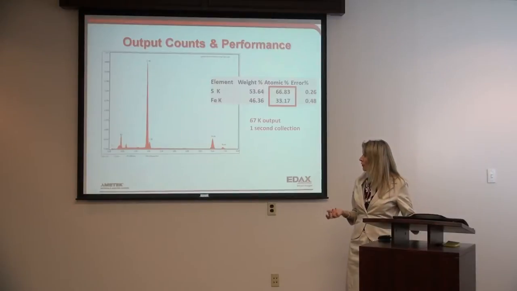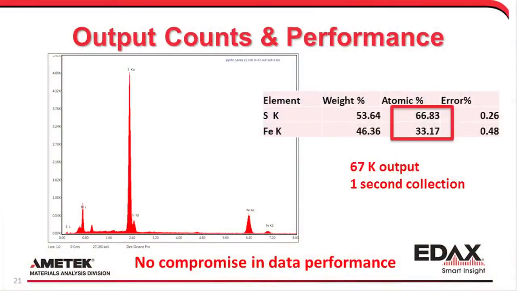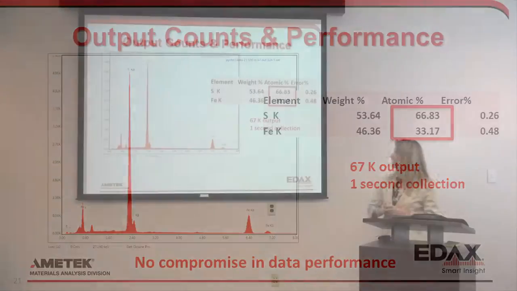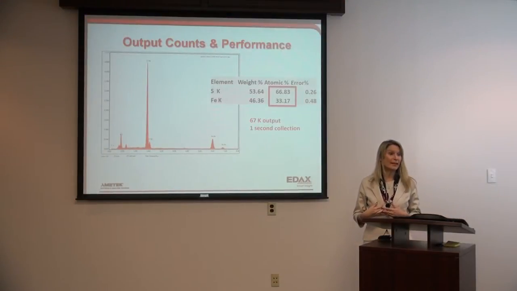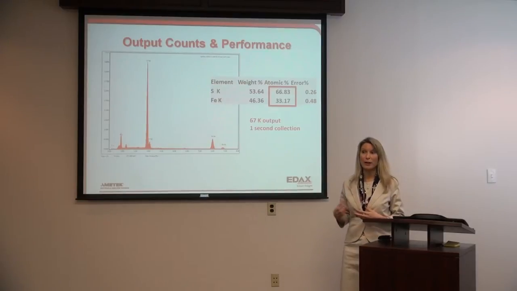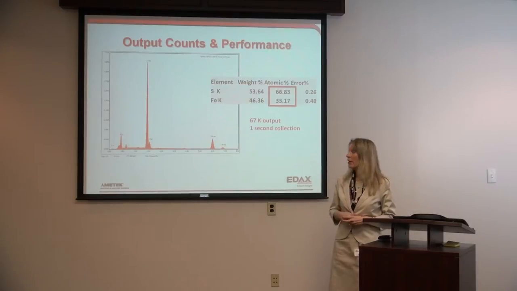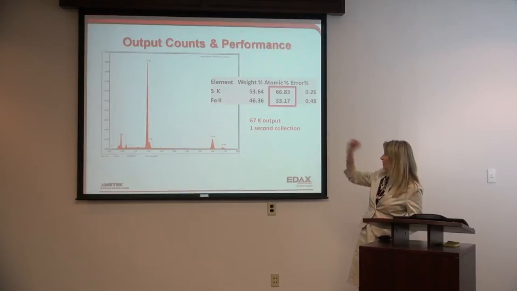And to tie all those factors together, we look at how we perform. So now we look at the output count rate and the performance. Now we're really doing an analysis, and this is an analysis of pyrite, which is iron sulfide, or FeS2. And the key point is that there is one iron atom for every 2 sulfur atoms, creating the compound FeS2.